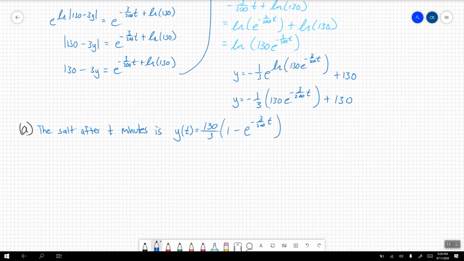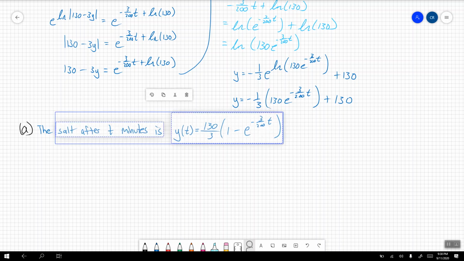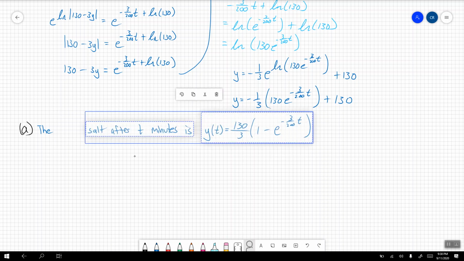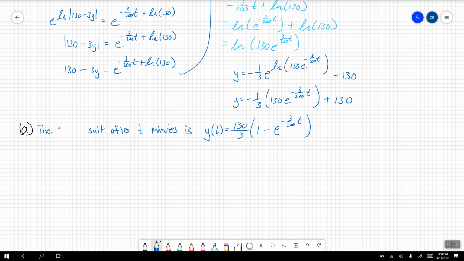So the amount of salt after t minutes is y of t equal to 130 divided by 3 multiplied by 1 minus e to the power of negative 3 divided by 200 times t, and this is going to be in kilograms. Whew, that is intense.